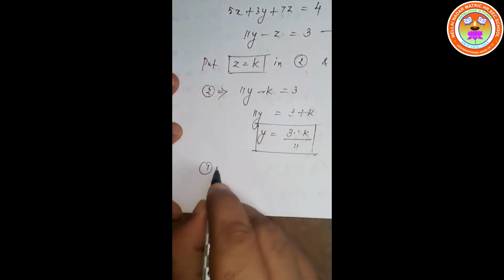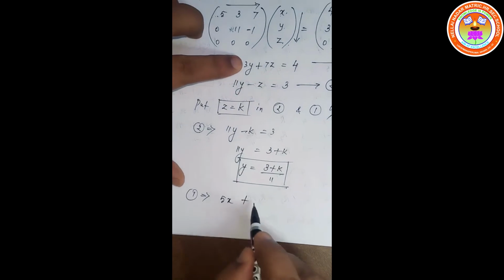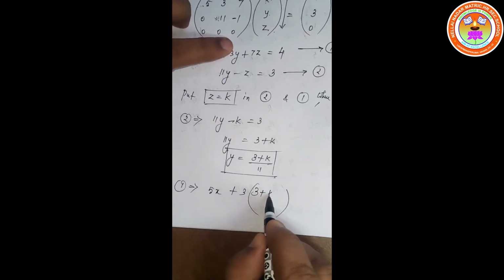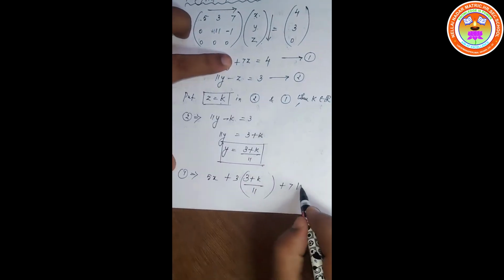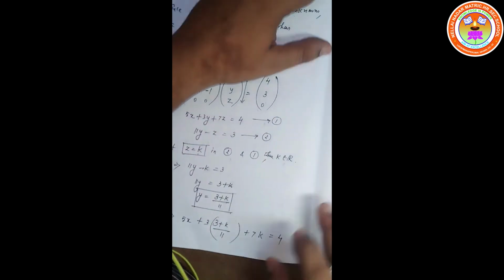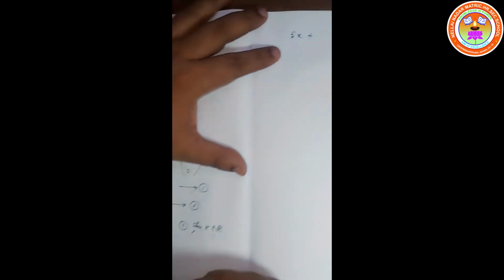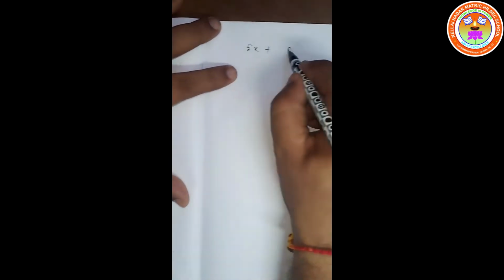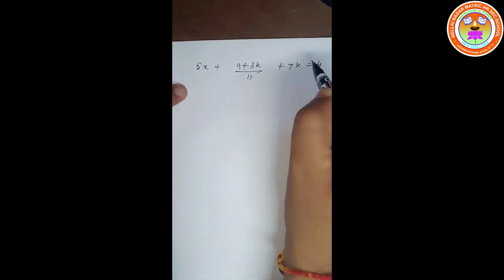Now equation number 1: 5x as it is plus 3y, and y can be replaced by (3 plus k) by 11. Finally 7z, what is z? k. 7k is equal to 4. From that you have to find out the value of x. I am retaining 5x plus 3 into (3 plus k) by 11. You can multiply: 3 threes are 9, plus 3k. So 9 plus 3k by 11 plus 7k is equal to 4.